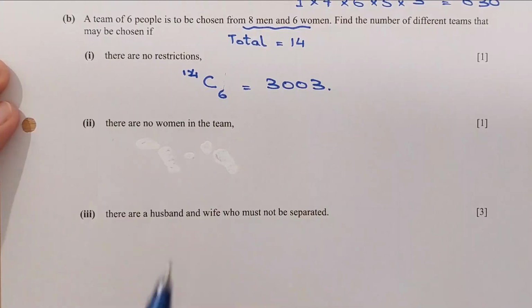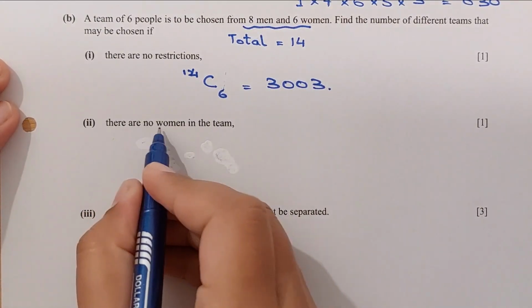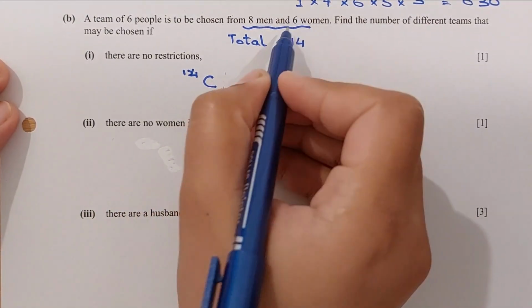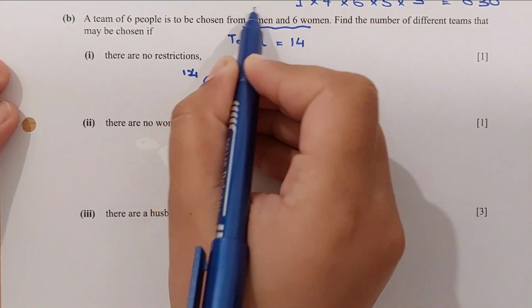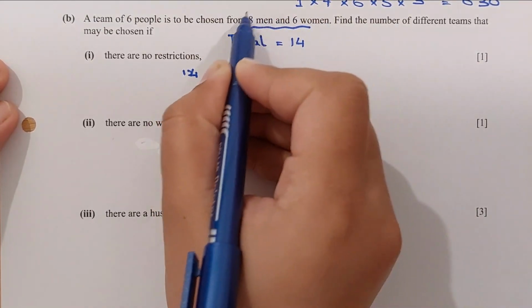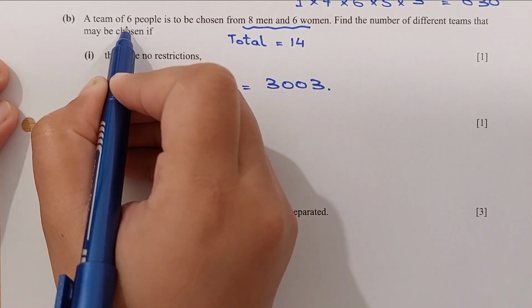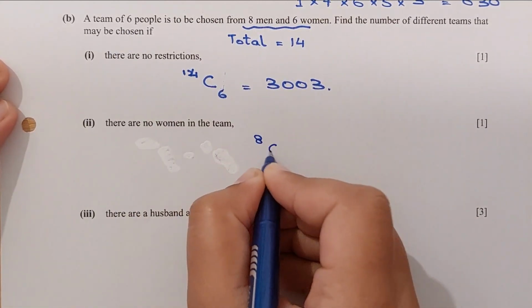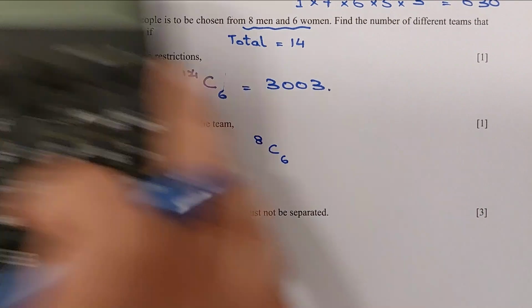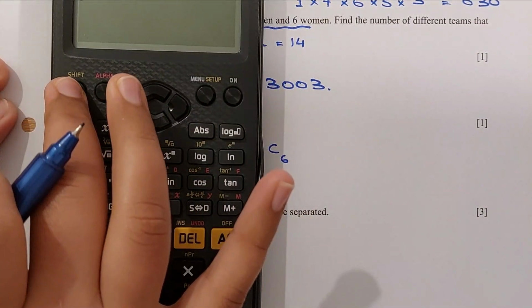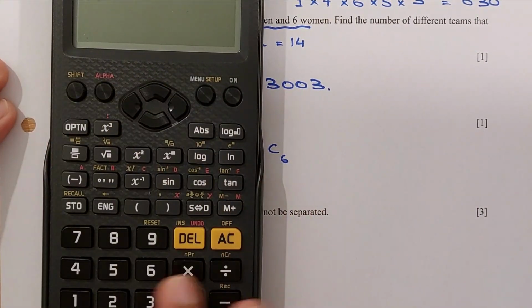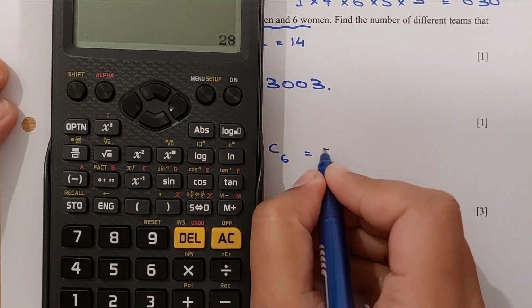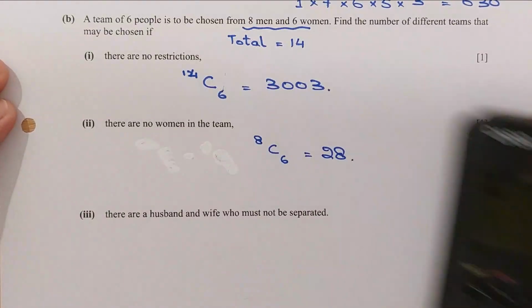Now for part 2, there are no women in the team. So it means we have to consider a purely men team. There are 8 men and we have to make a team of 6 people. So 8C6, which is 28. You can make 28 teams.